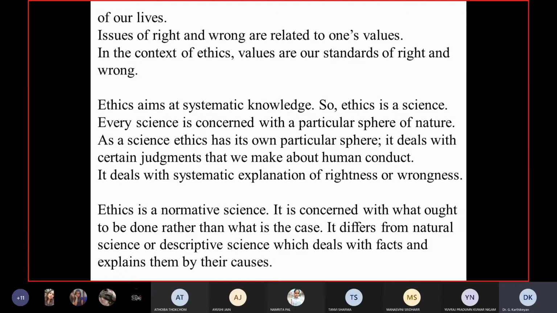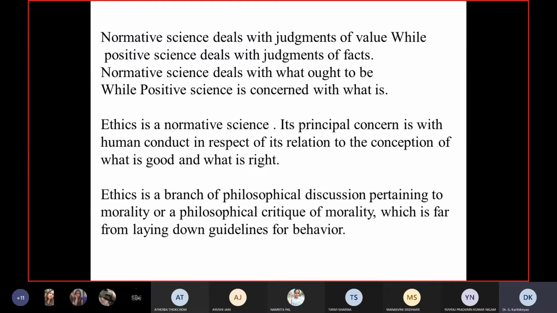Normative science is concerned with what ought to be done rather than what the case is. It differs from natural sciences or descriptive sciences, which deal with facts and explain them by their causes. Natural sciences are mathematics, all the biological sciences, chemistry, and all that. Ethics is different from these things. Normative science deals with judgment of values, while positive science deals with judgment of facts. Normative science deals with what ought to be done, whereas positive science is concerned with explaining what it is and why it is, right? So ethics is a normative science.